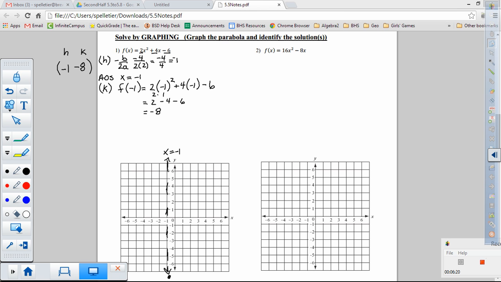Remember that you can easily find your axis or your y-intercept right from your equation. So here's my y-intercept. I'm just going to go ahead and graph that, and I'm going to mirror it over. It's 1 away from my line of symmetry, so I'm going to put it 1 away over here. And I'm trying to figure out, remember the solutions, where it's going to cross the x-axis.